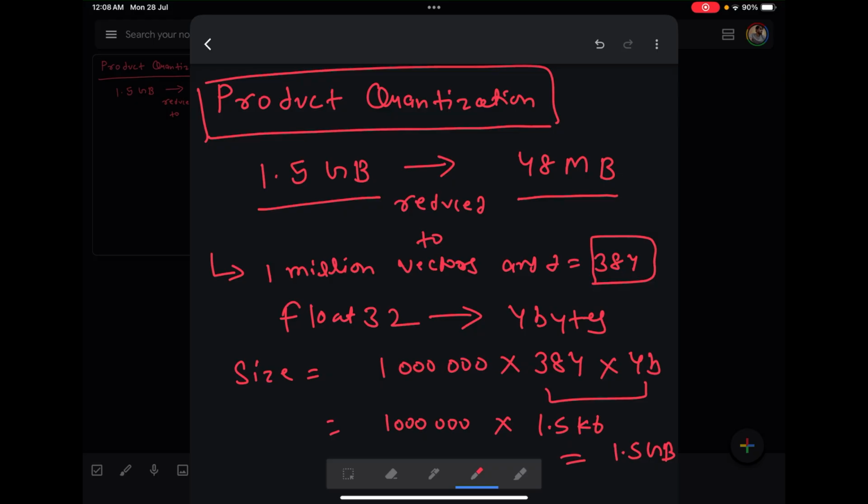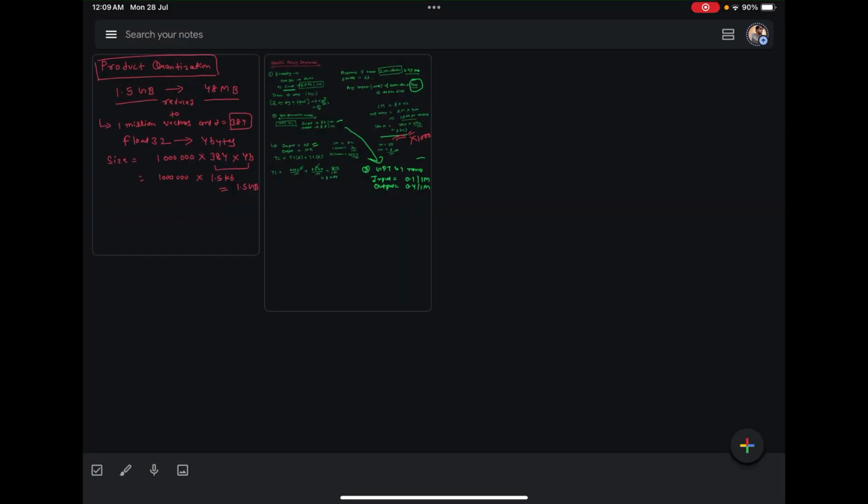Although 1.5 GB is quite manageable for today's computers, if I'm talking about 1 billion vectors, then this will be multiplied by 1000, and I'm talking about a space of 10 terabytes to 15 terabytes there. Okay, so that is huge, right? And if we can somehow decrease this size, it will be wonderful.